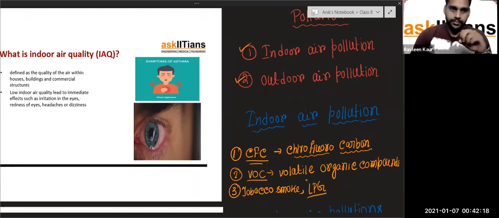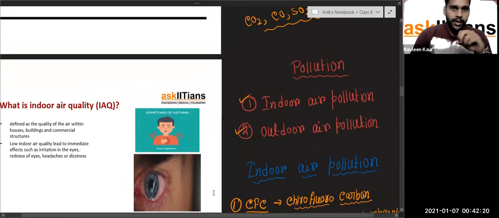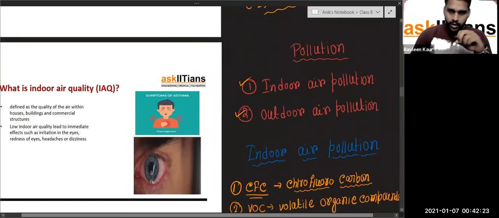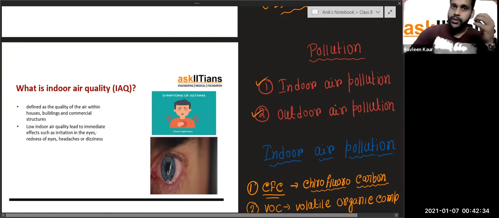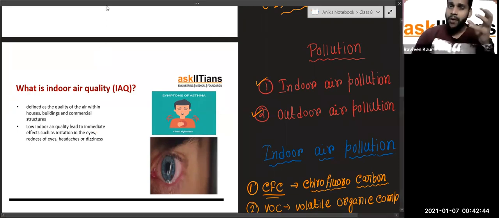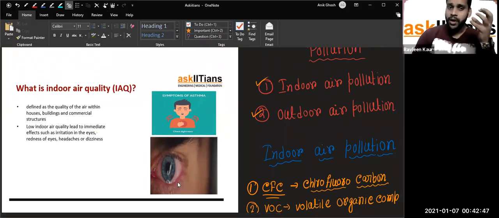Okay. Now, depending on this, we are going to discuss air quality. When we discuss the pollution level of a particular place, the main thing we do is measure the air quality index. This is a particular scale that helps us find out whether the air is polluted or not polluted. This air quality index helps us do that. Now, what is indoor air quality?